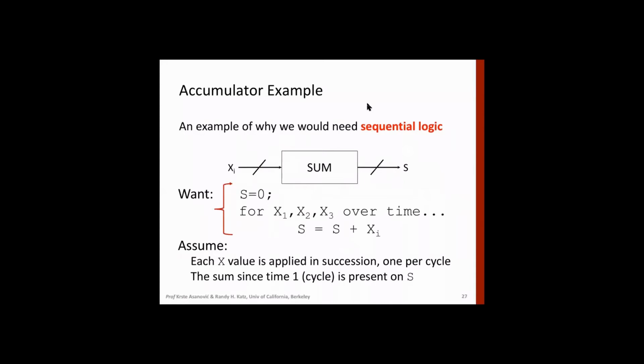So we need sequential logic, right? And how do we implement sequential logic? Let's look at an accumulator example. An accumulator is one which accumulates numbers or does some kind of operation like this. It has bits coming in from input, which is xi. So there will be first x0, then x1, then x2, and so on.